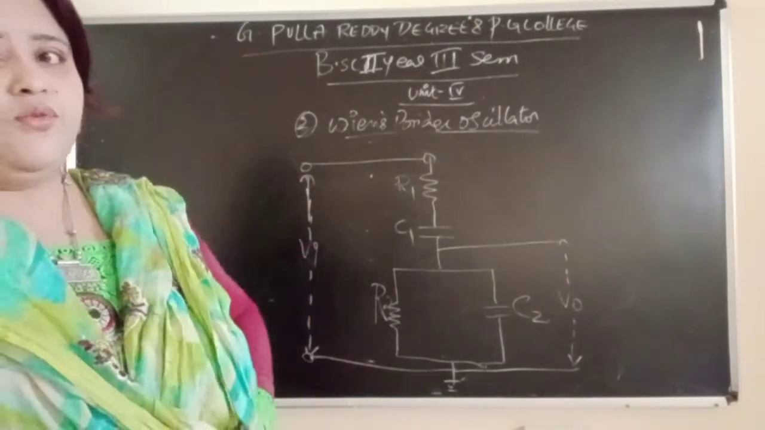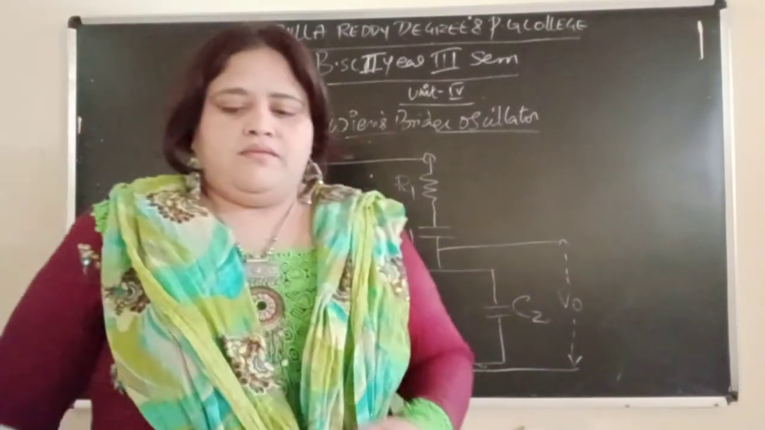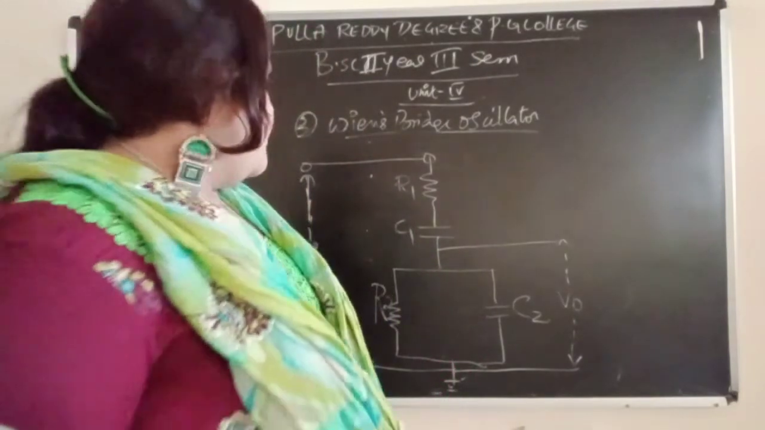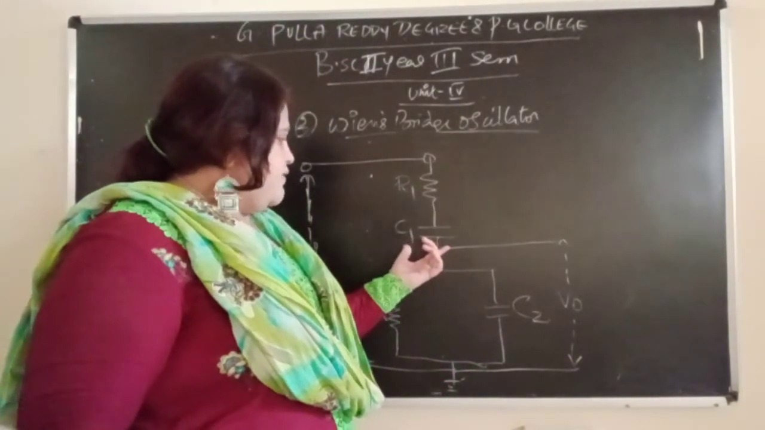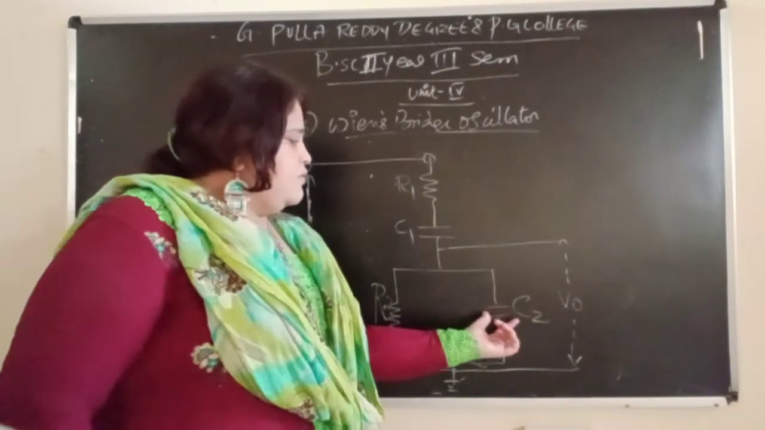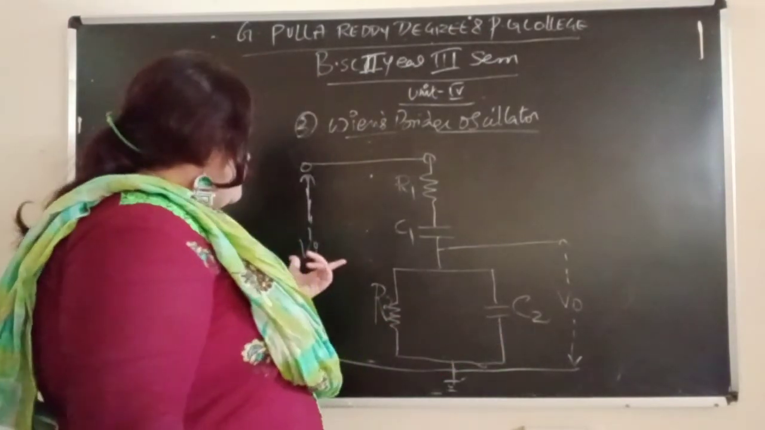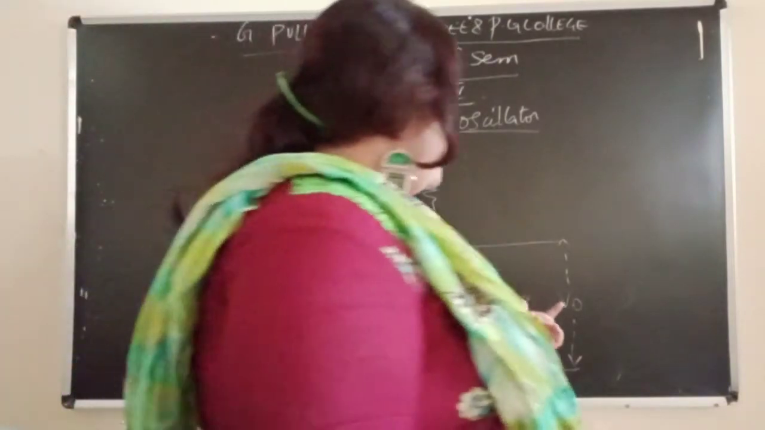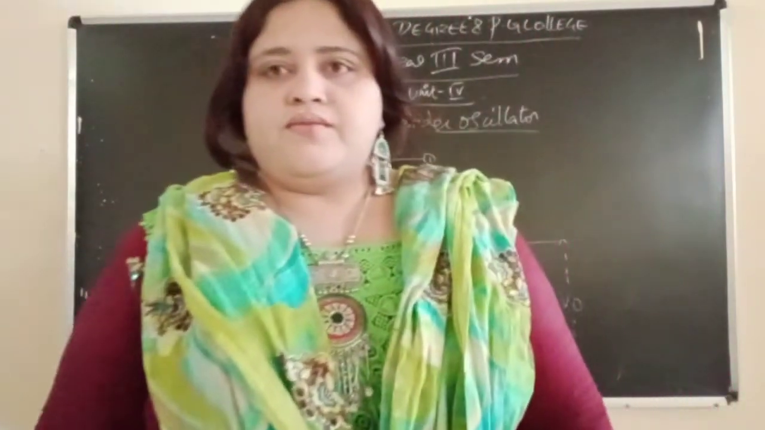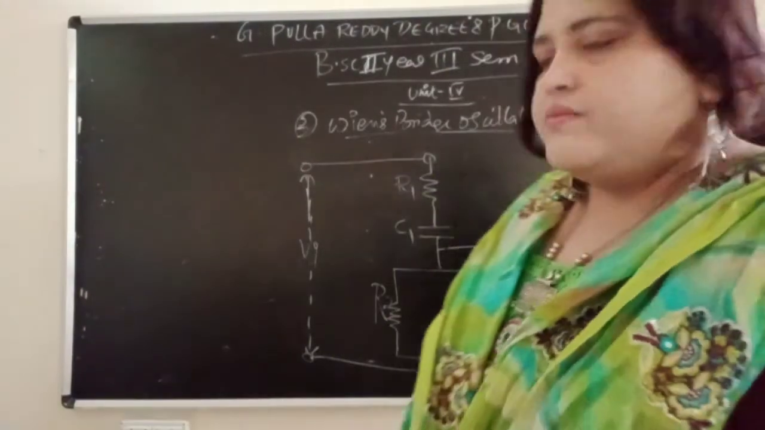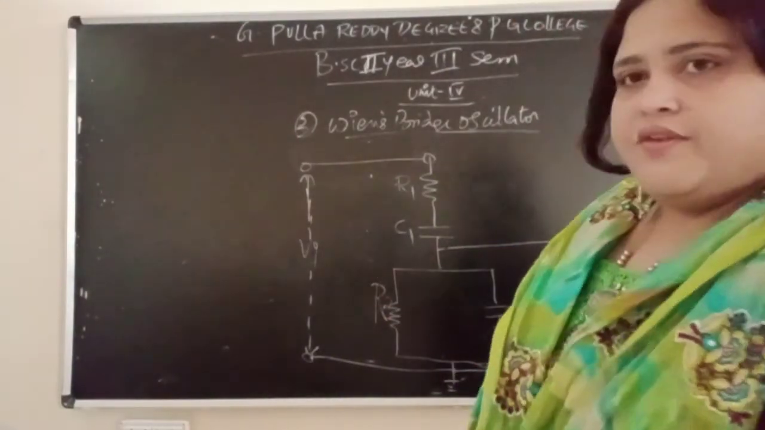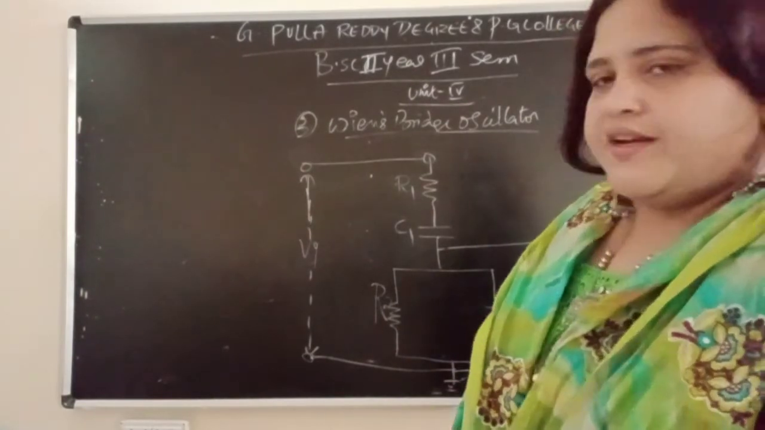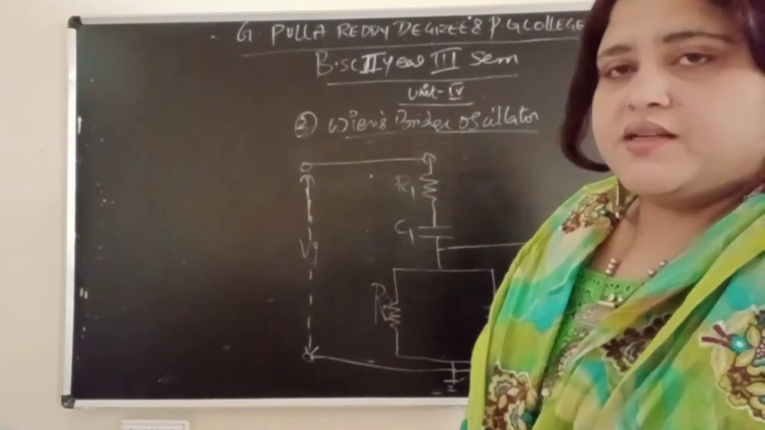After drawing the diagram: upper arm R1, C1, lower arm R2, C2. Take the common line, connect it as Vi. Take the other common line, connect it as V0. Vi, V0.